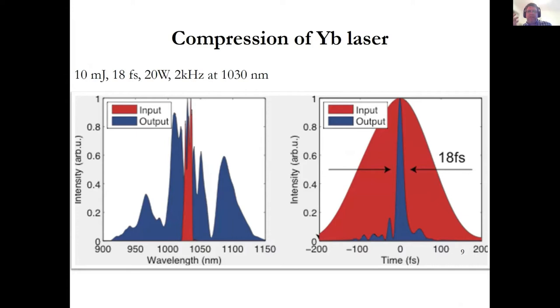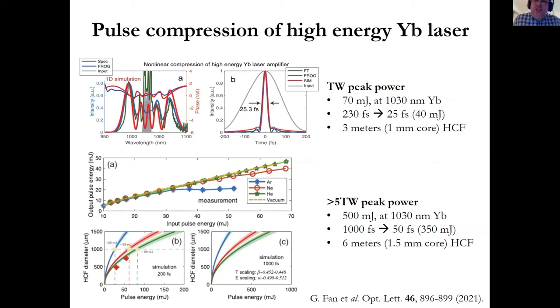And recently, we have shown compression again in the lab of Andreas from 70 millijoule to 40 millijoule at the output of the hollow fiber, compressing from 230 femtosecond to 25 femtosecond using a 1 millimeter core fiber of 3 meters of length. This is the first demonstration of terawatt peak power for femtosecond pulses out of an ytterbium laser. In this paper, Guanju Fan did some modeling, which suggests that we could use this approach to compress a joule-class laser from 1 picosecond to 50 femtosecond with a 70% throughput. And this will end up in laser pulses with more than 5 terawatt of peak power.